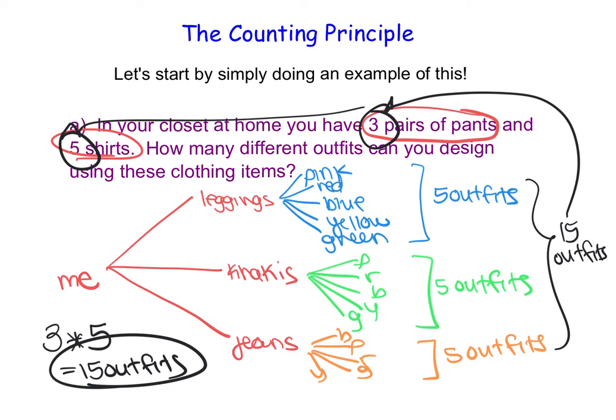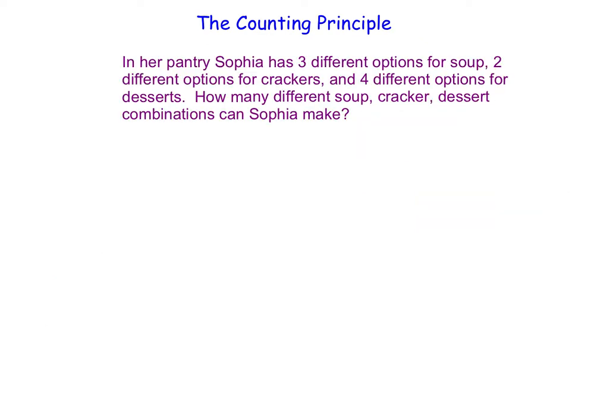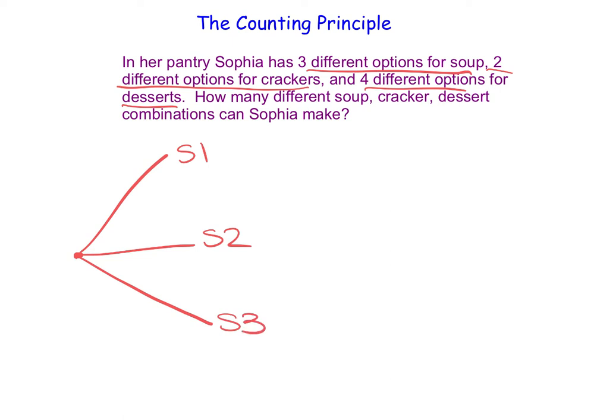So here we have a second example, and it says, in her pantry, Sophia has 3 different options for soup, 2 different options for crackers, and 4 different options for desserts. How many different soup, cracker, dessert combinations can Sophia make? So here's Sophia, and she's got soup 1, soup 2, and soup 3. So she can choose one of 3 soups.